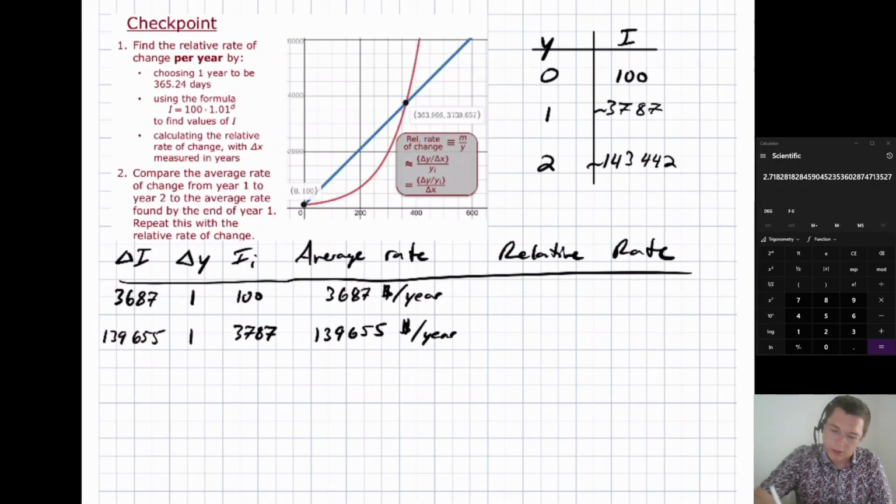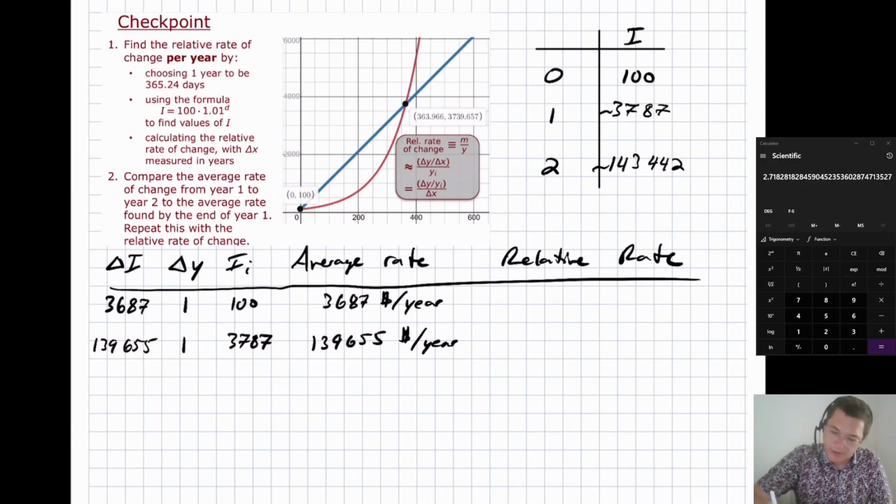Actually, why don't I call it x instead of y, because that's kind of confusing. I mean, you should be okay with having an independent variable that I label as y.